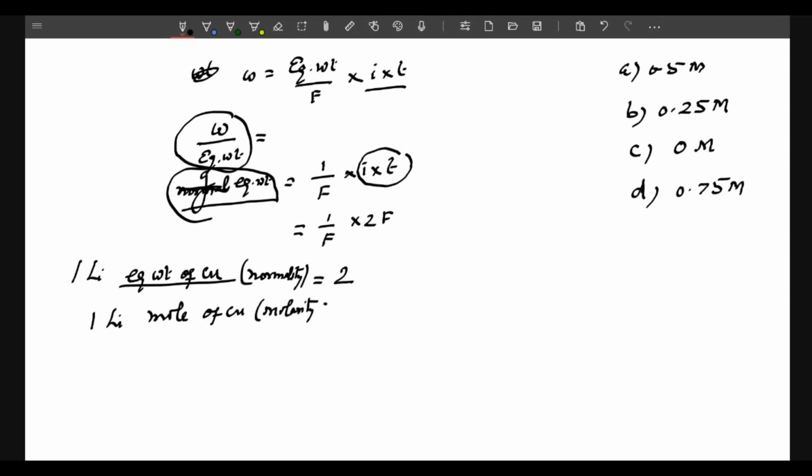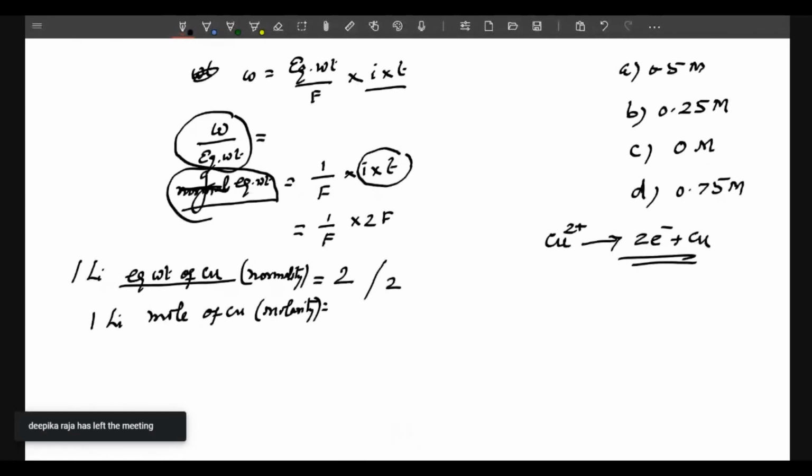How to convert the normality into molarity? What is the valency of the copper in this, or how many electrons are required for the reduction? 2 electrons would be required. Therefore, convert this normality into molarity by dividing by the number of electrons involved in the reduction of 1 mole, which is 2. Therefore, now the molarity is equal to 1. So much molarity of copper sulfate has been electrolyzed.